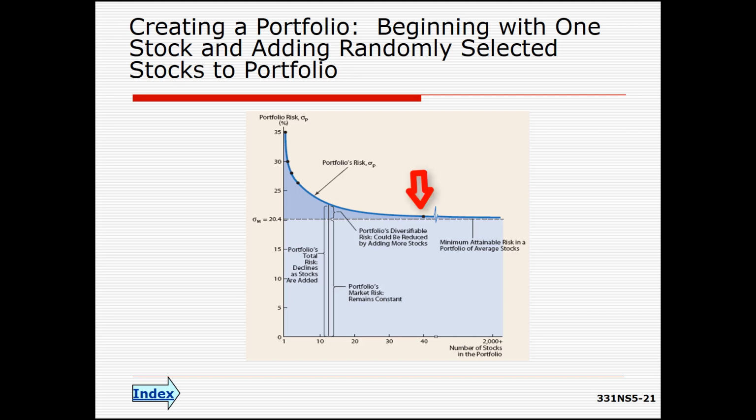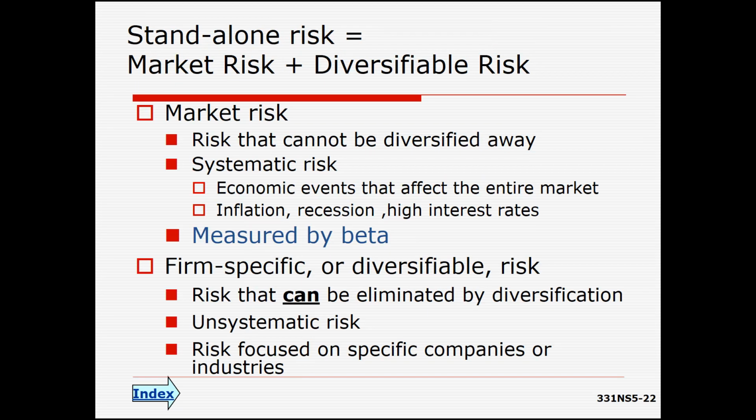Eventually, the diversification benefits of adding more stocks dissipates after about 40 stocks, and for large stock portfolios, risk tends to converge to about 20%. So far, we've focused mainly on standalone risk, the risk of holding a single asset in isolation. Standalone risk has two components: market risk, systematic risk, risk that cannot be eliminated by diversification, the light blue on the previous graph. Market-wide events such as inflation or high interest rates, and it's measured by beta.